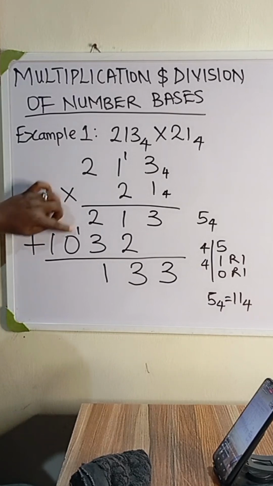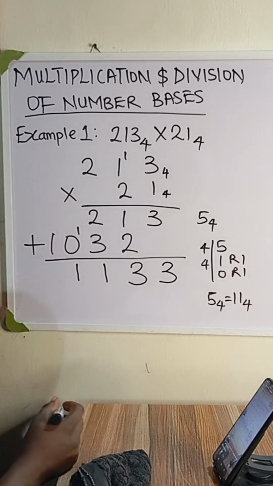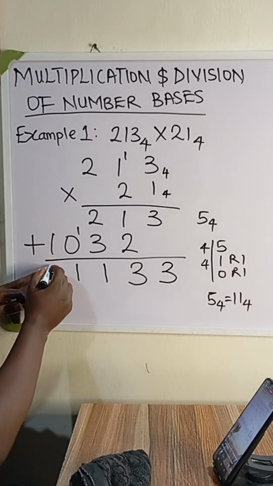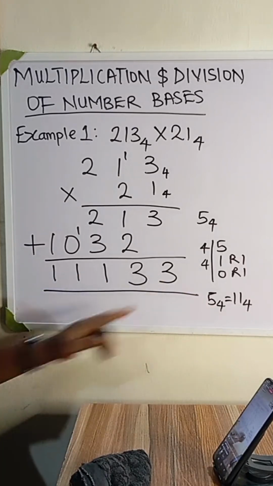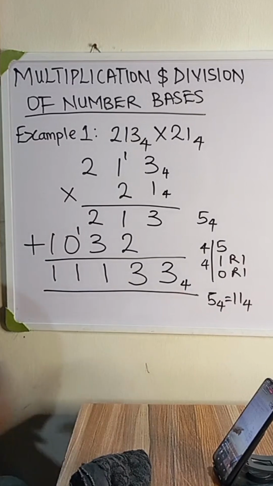So 1 plus 0 gives us 1, and then nothing plus 1 gives us 1. That means our answer is 11133 base 4. That gives us our answer.